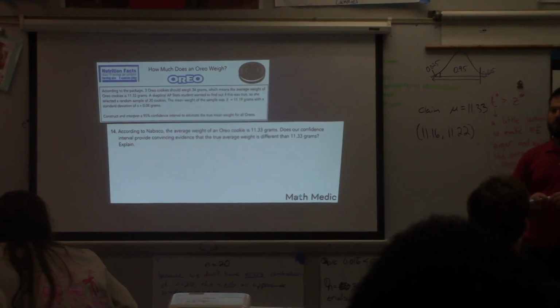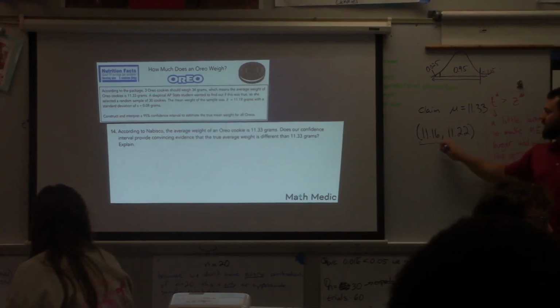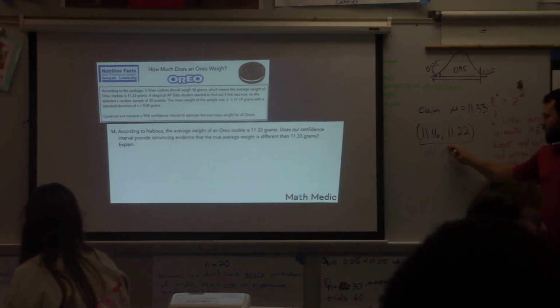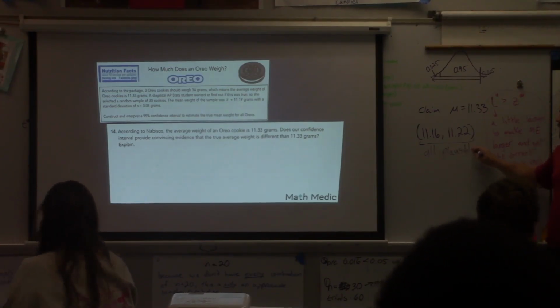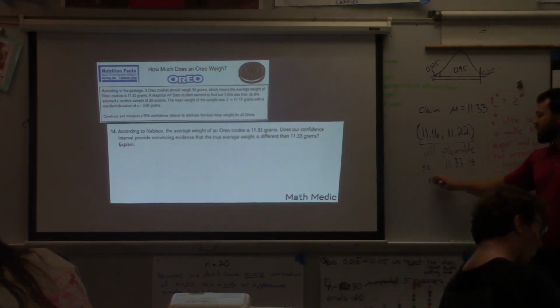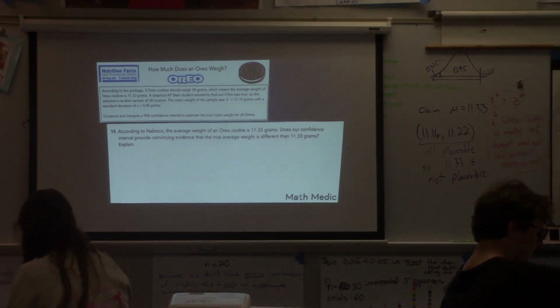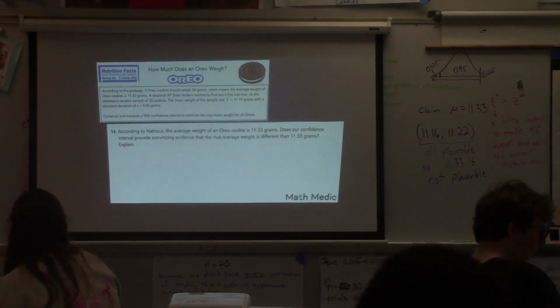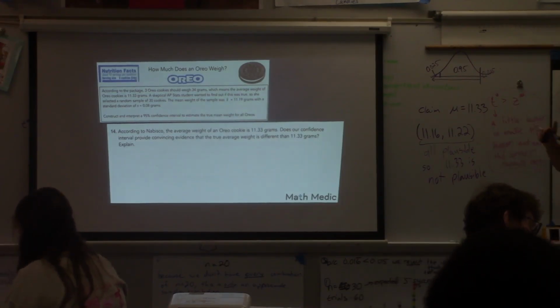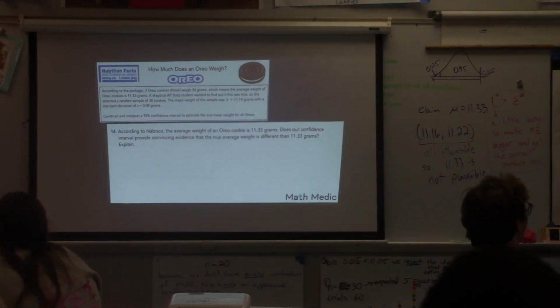Yes, we have convincing evidence, because these are all plausible values and 11.33 is not in there. That's the one thing I know: 11.33 is not a plausible value, so we would reject their claim. We have convincing evidence the weight is not 11.33.